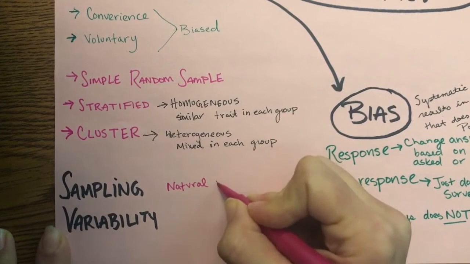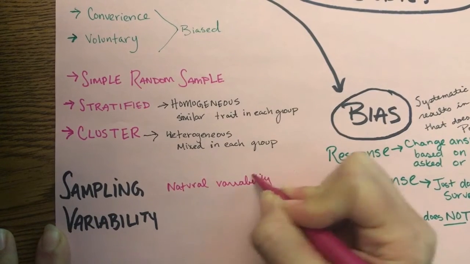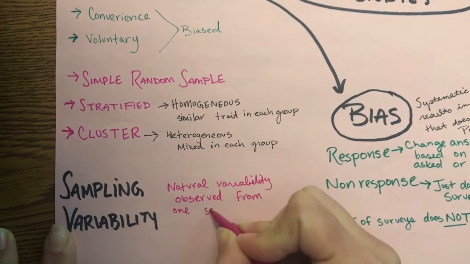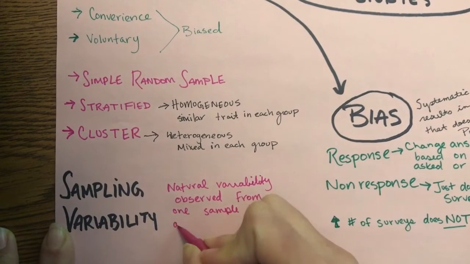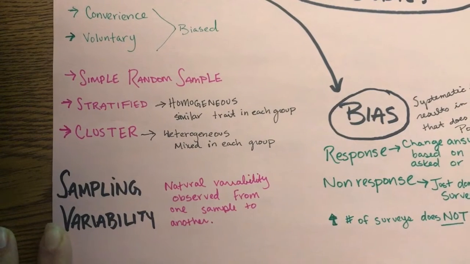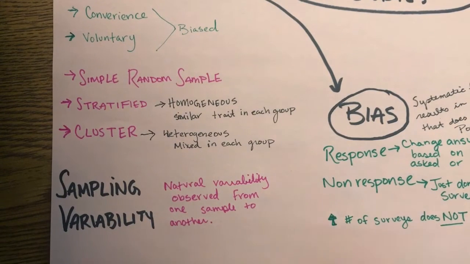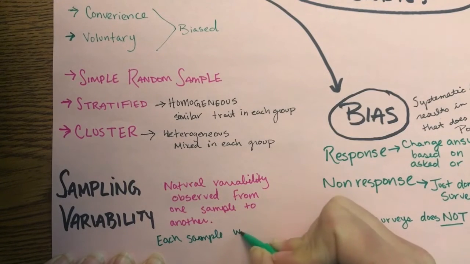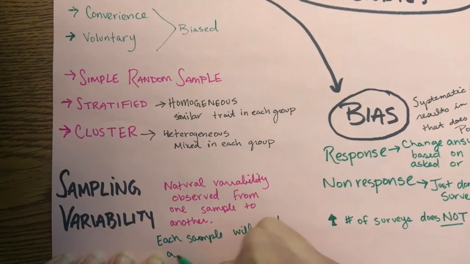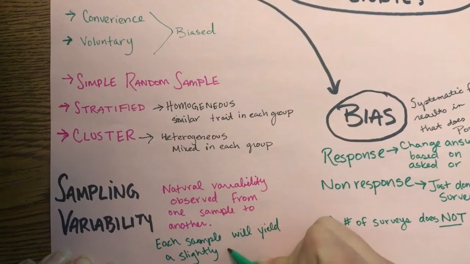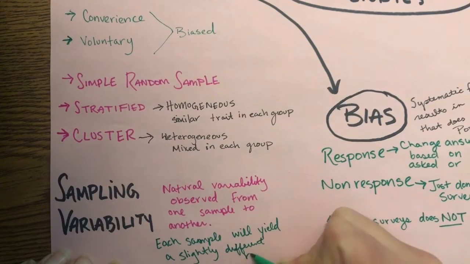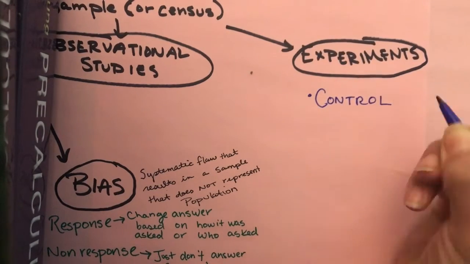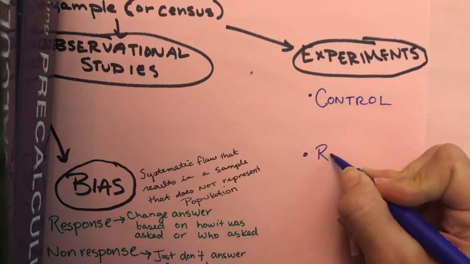Now, bias is very different than sampling variability. Sampling variability happens naturally. You take one sample of 5 randomly selected men and you find their average height. And then you take another sample of 5 randomly selected men. You expect them to have a different average height. That's sampling variability, also known as sampling error. It occurs naturally. It is not biased. It can't be avoided.